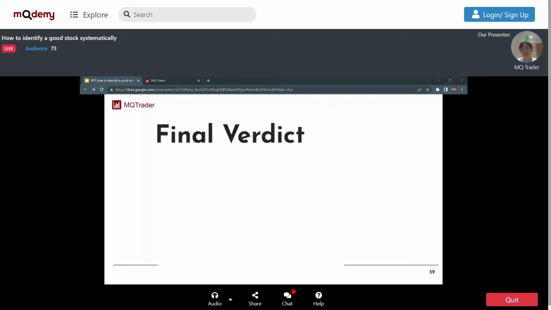Now, final verdict. The 4 steps that we shared today will not guarantee you become a stock trading expert. But at least if you master them, it will greatly reduce the chances of you losing when you trade stocks and eventually gain more profit consistently in your trading journey. The keyword is consistently gaining profit throughout your trading journey if you follow these 4 systematic steps.